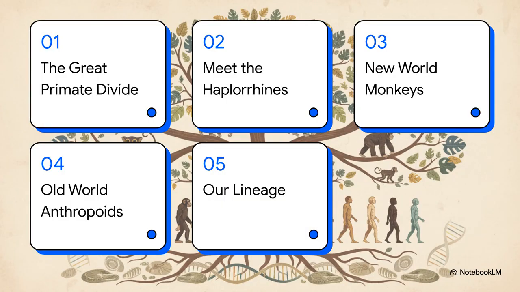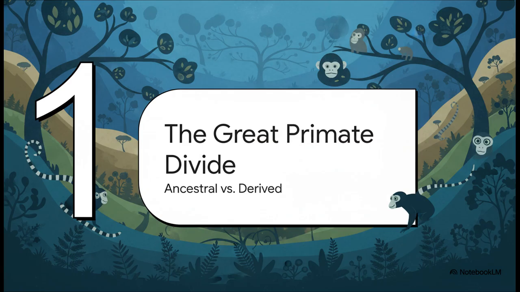Okay, here's how we're going to break it down. First, we'll look at that big fundamental split in the primate order. Then, we'll define what makes a haplorhine a haplorhine. After that, we'll meet the two major groups of monkeys. And to wrap it all up, we're going to trace our own lineage, step by step, right down the family tree.